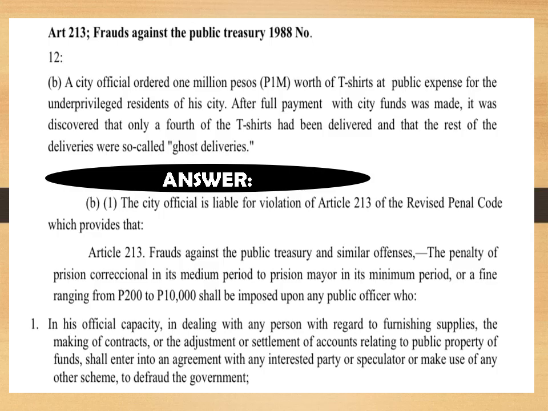When you read the question, there are no facts that would indicate that the city official took advantage of his official position or official capacity, and there are also no facts that would indicate that the city official has the intention to defraud the government. So why would you assume a fact which was not written in the question? In that case, he cannot be held liable for violation of Article 213 simply because the elements of Article 213 are not present. And you cannot assume a fact which is not written. That is the reason why I do not agree with the answer of the UP Law Center.